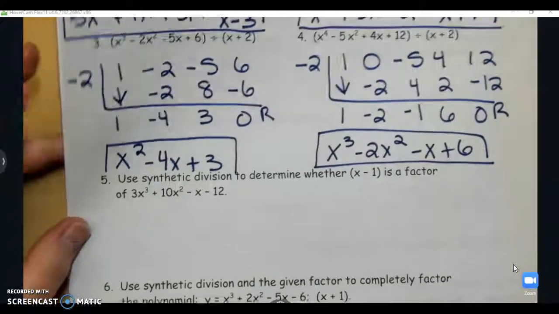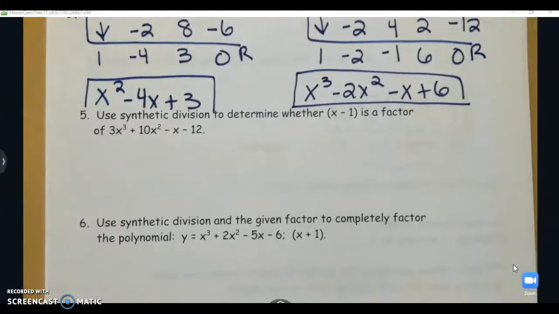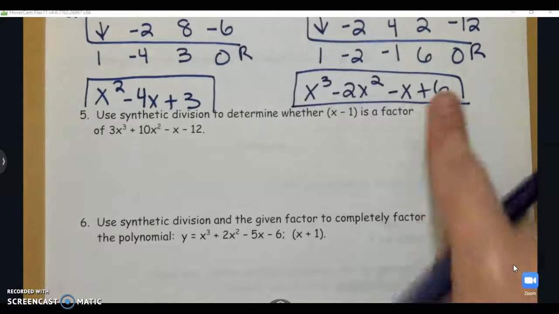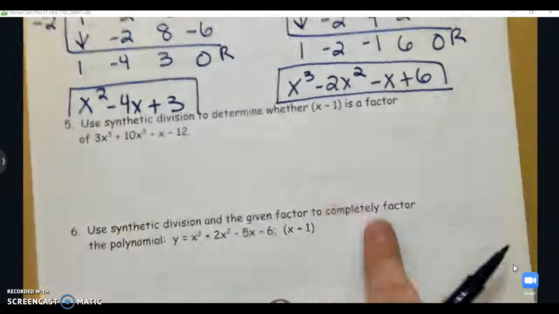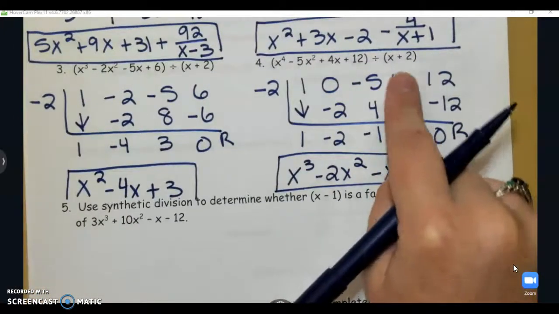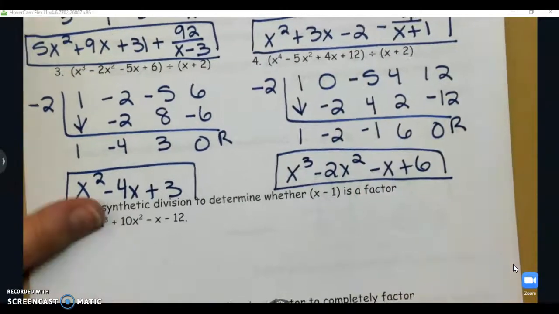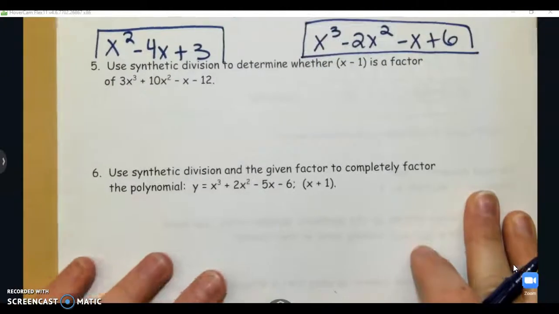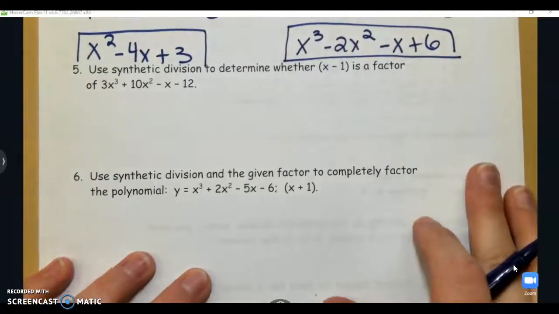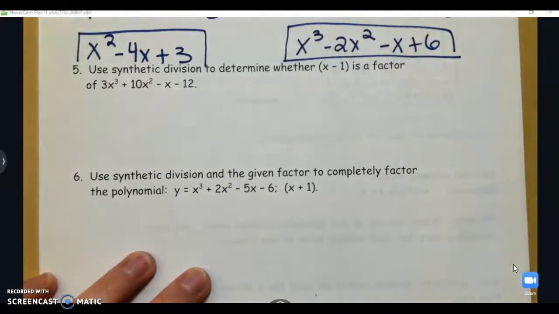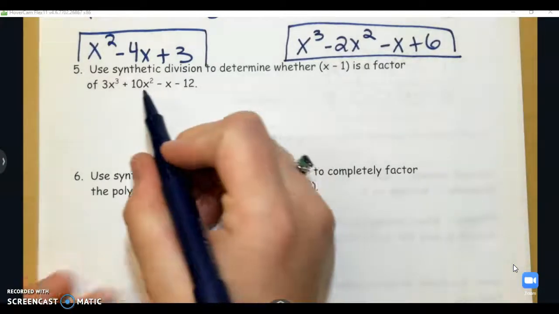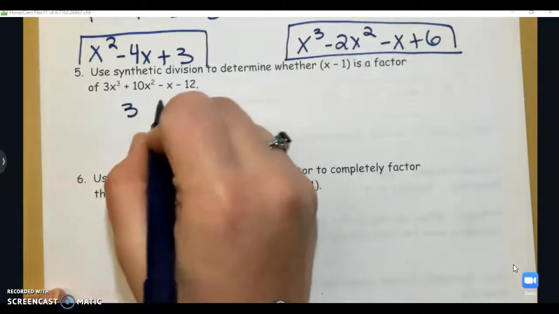Okay, use synthetic division to determine whether or not it's a factor. So when our remainder is 0, that means that our divisor is a factor. So x plus 2 is a factor of this polynomial. So in order to use synthetic division to determine if it's a factor, we are going to do synthetic division and analyze our remainder.